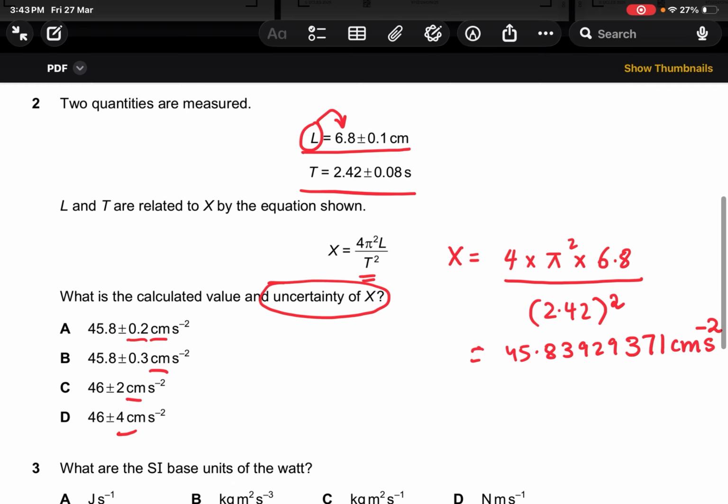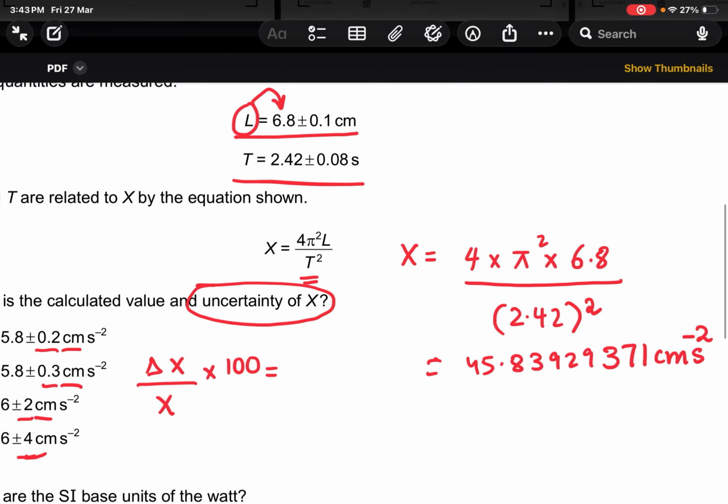Okay, now what is the calculated value of the uncertainty? I also need to calculate the uncertainty in my value. How do I calculate the uncertainty in x? I know that the uncertainty in x upon the value of x, into 100%, is going to give me the percentage uncertainty in the value of x. And how do I get the percentage uncertainty? It is going to be the percentage uncertainty in L plus the percentage uncertainty in T. How do I get it? For L first, let's find out. It's 0.1 upon the value of L, which is 6.8, multiplied by 100.